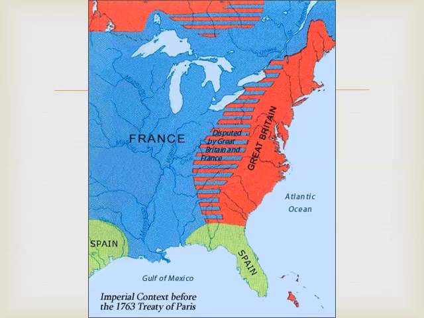So this slide here shows you what the holdings looked like in the colonies before the Treaty of Paris, before the French and Indian War. And as you can see, French holdings were massive, right? Massive. And Great Britain was mostly on the eastern side. And then you see the Spanish down in Florida.